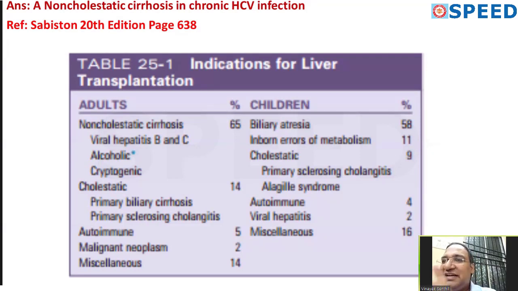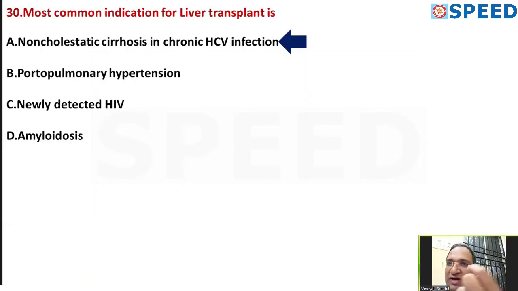Only the numbers are slightly different, but the preferred numbers are the same. Indication for liver transplantation in adults will be non-cholestatic cirrhosis of viral hepatitis B or C. Yes, alcoholic and cryptogenic. This is the number one. When you go in children, it is biliary atresia. There is no biliary atresia here, so let us not worry about adult or children here. So I feel the answer is option A. If the questions and options are right, the answer will be A.